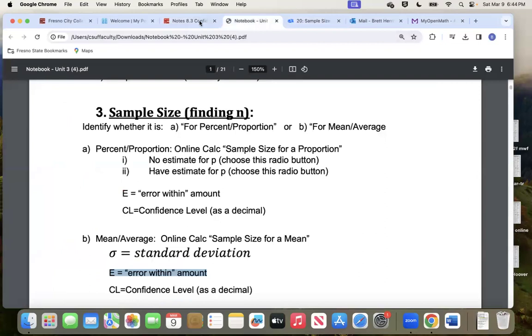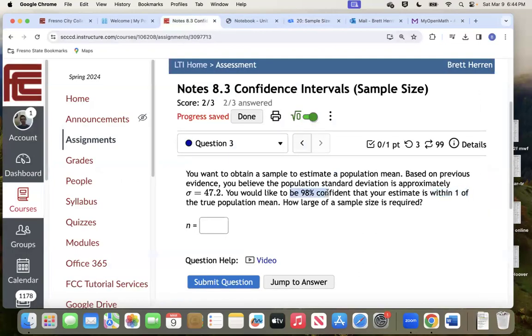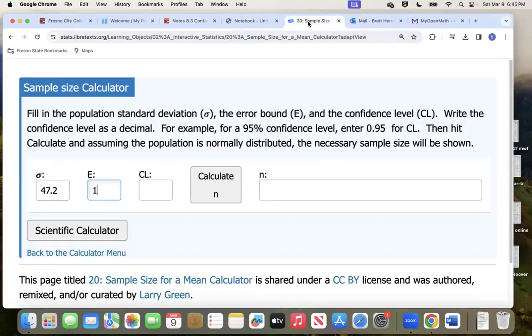Okay. And coming on back, wait, where are we at? And then 98% confidence. Now that is a percentage. And percentages, we do change to decimals, move it back two places. That's going to be 0.98, right? So come on back here. That's going to be my confidence level, 0.98. And then calculate it. It's going to be huge.